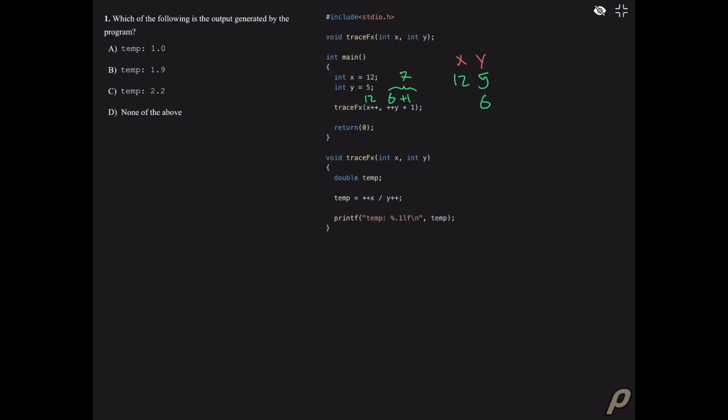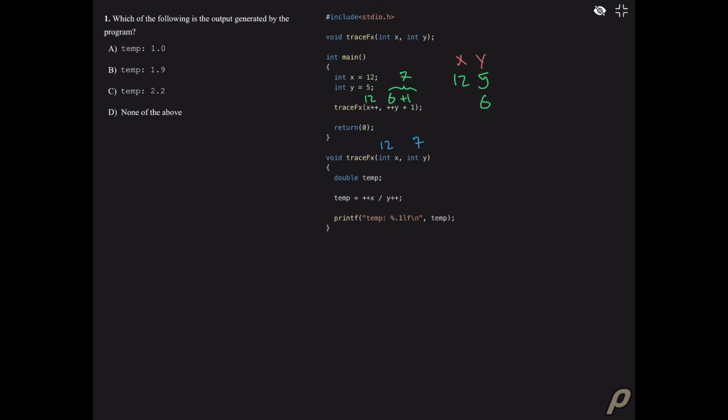So now we have to enter this trace fx function, and this 12 will get put into this first parameter, which is x, and the 7 will get put into this second parameter, which is y. Note that the naming of these parameters, even though they are the same, does not matter whatsoever. It's just the order of the numbers that matters when passing it to these functions. So we know that this x will be a 12 and this y will be a 7.